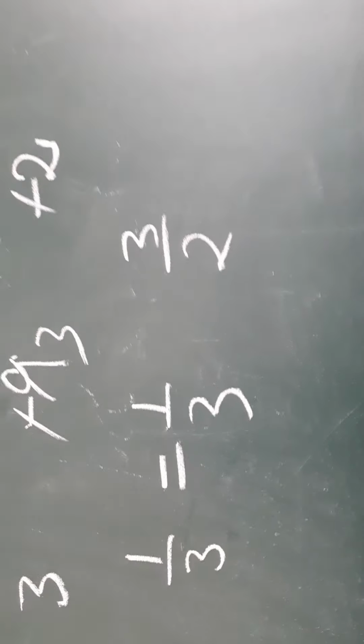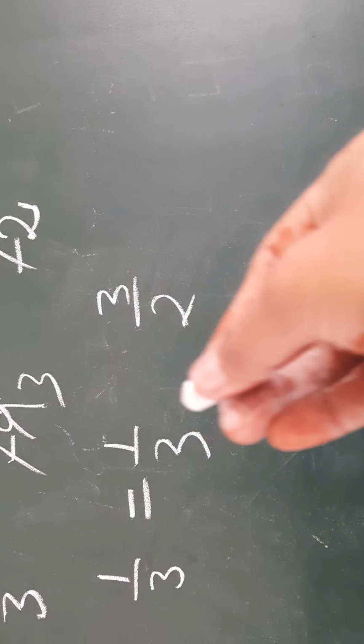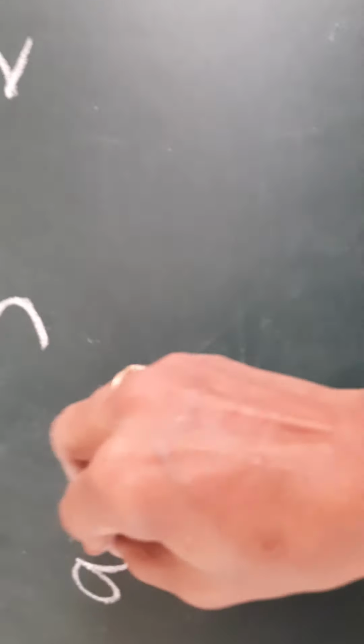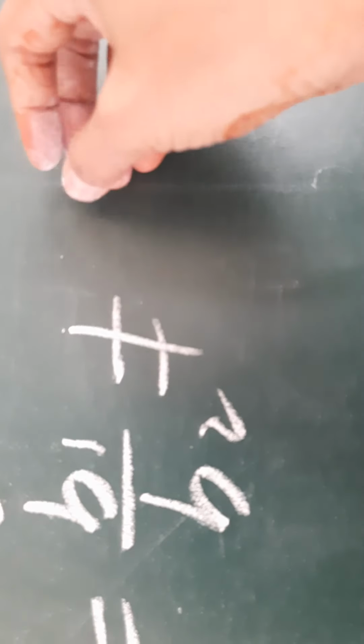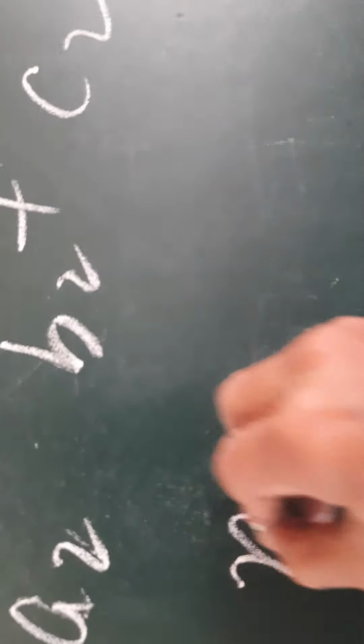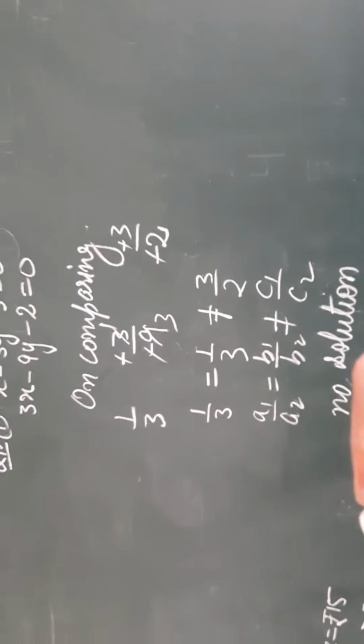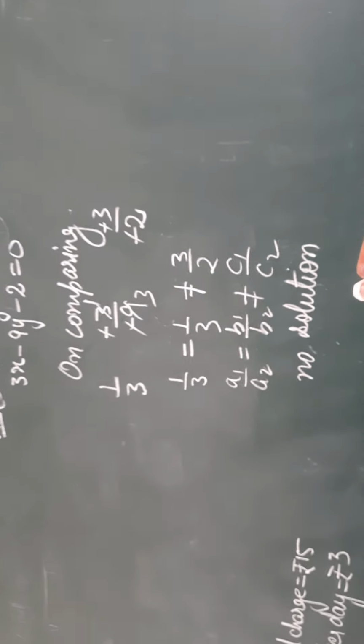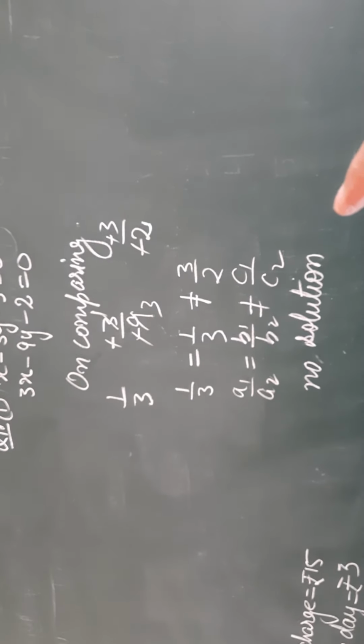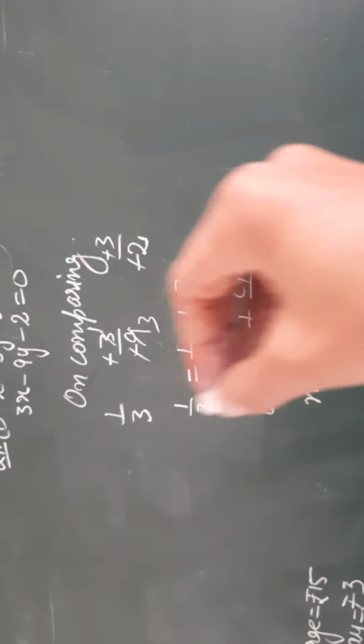As you can see, a1 by a2 is equal to b1 by b2, but it is not equal to c1 by c2. So if you see the table, this is the condition for no solution. So you will write that the equation has no solution. For no solution and infinitely many solutions, leave the question here. No need to solve the question by any method. So this is the answer. That's it, no need to solve it further.